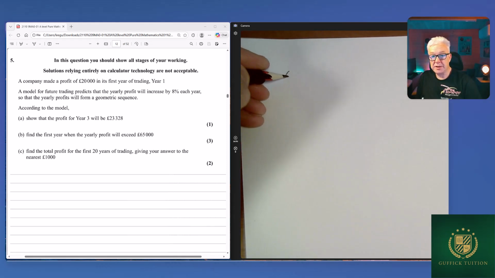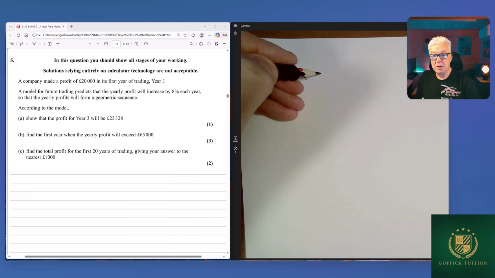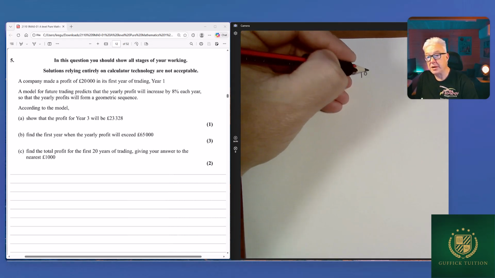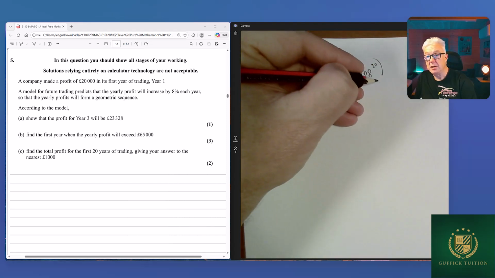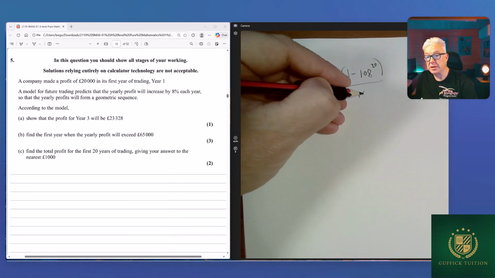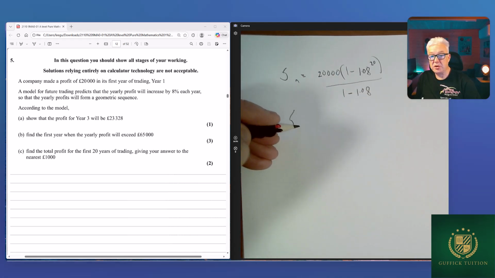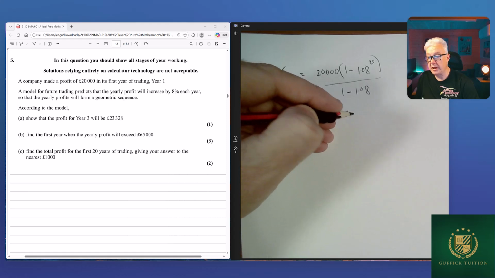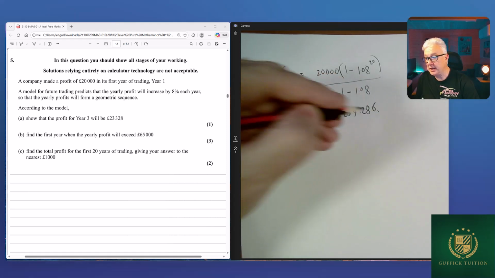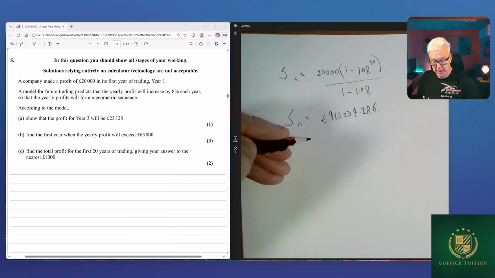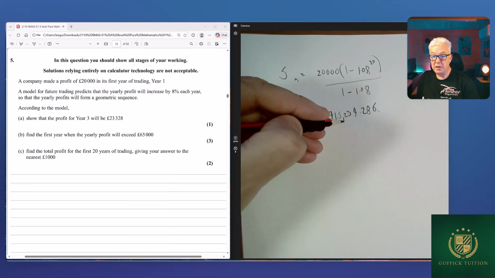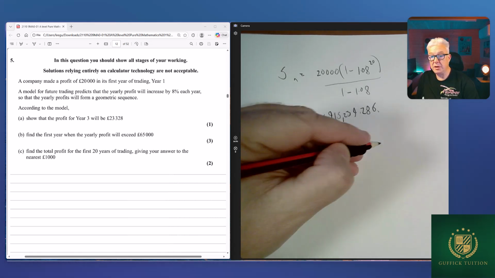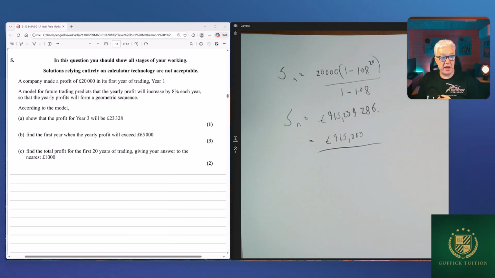So we can say that our sum, S_n, is equal to 20,000 times 1 minus 1.08 to the power of 20, all over 1 minus 1.08. That gives you the S_n. When we work that out, that turns out to be 915,239.286, which, to the nearest 1,000, is 915,000. So 915,000 to the nearest 1,000 is the profit. And that's that question done.